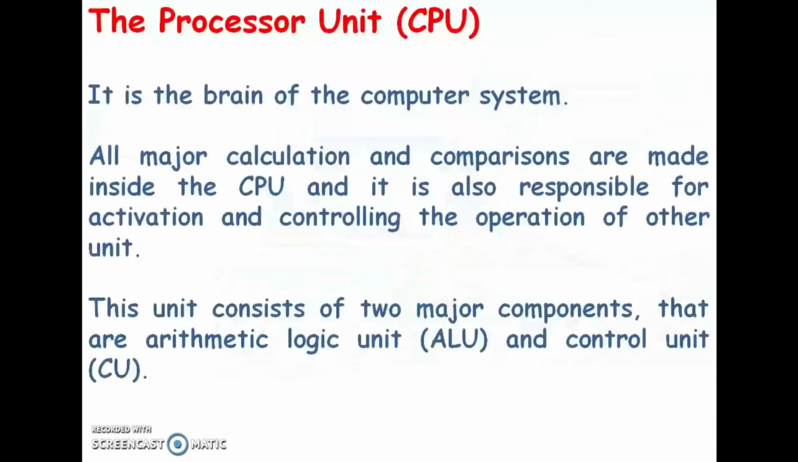Then the processor unit, CPU, you know about this. It is the brain of the computer system. All major calculations and comparisons are made inside the CPU, and it is also responsible for activating and controlling the operation of other units. This unit consists of two major components, that are the arithmetic logic unit, ALU, and the control unit, CU.